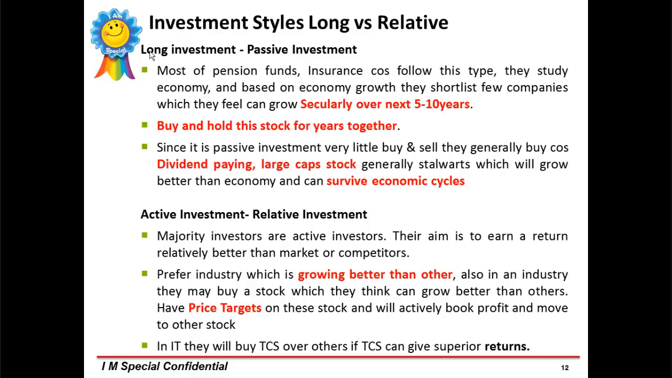For example, if today TCS has better growth prospects, and they have Infosys in their portfolio, they might sell Infosys and buy TCS. This is called relative investment. You compare two stocks, find the one which has better growth prospects, and you buy it. And they follow strict price targets. As and when they get the price target, they sell and make money. My understanding is close to 70 to 80% of people in the market are relative investors.